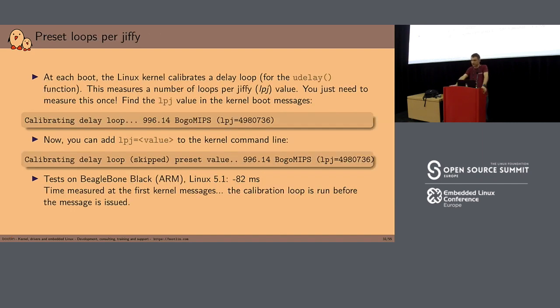The preset loops per jiffy is a well-documented technique for reducing the time. When you boot for the first time, the kernel is going to estimate how fast it goes through the calibration loop that you use in udelay. So it's not necessary to run this loop every time. You just do it once, get the loops per jiffy value, and feed it to the kernel command line. In the past, it was saving more time. Now it's saving 82 milliseconds. On the Linux wiki, it may still say 200 milliseconds, if I recall correctly.